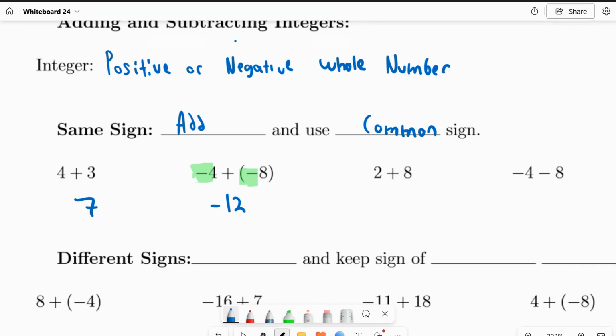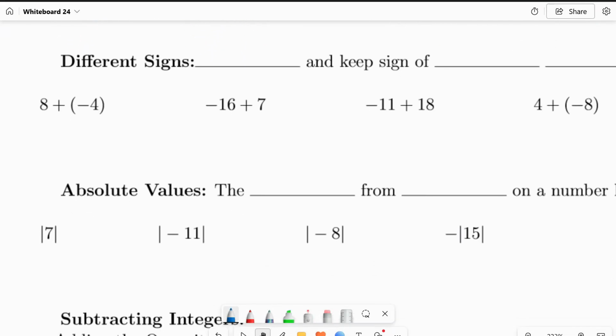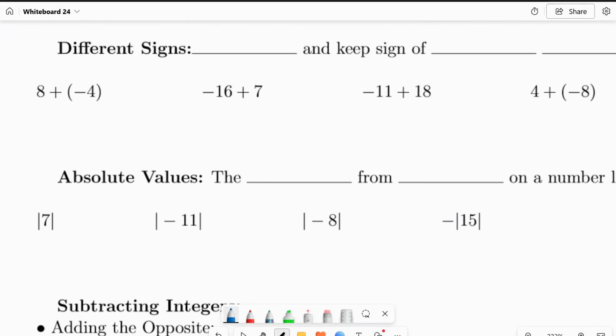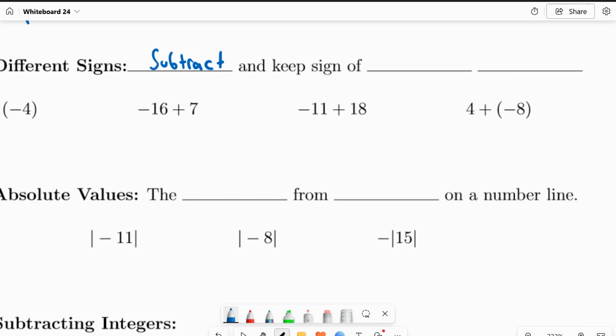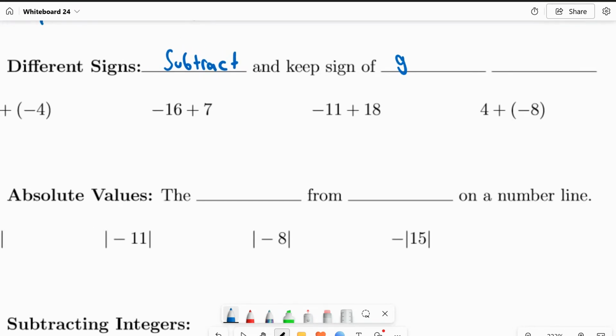And then we will just add the common negative sign out in front. Okay, we'll save the other two to work on together in class. So if our two numbers have different signs, that's when we are going to subtract the two numbers and keep the sign of the greater number.